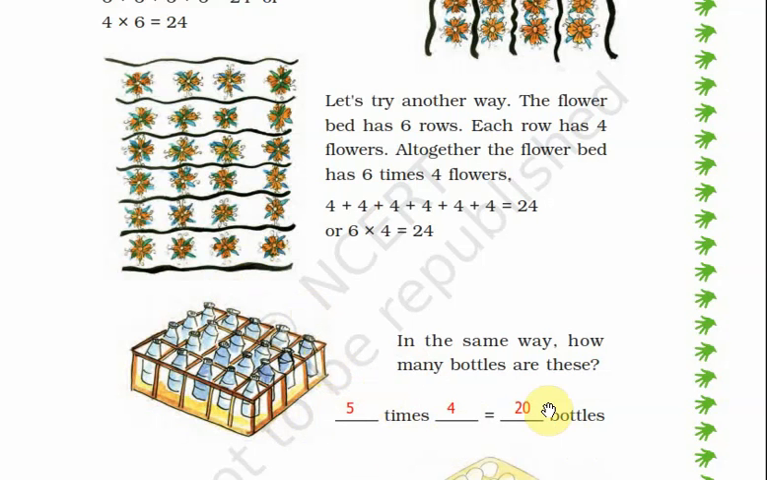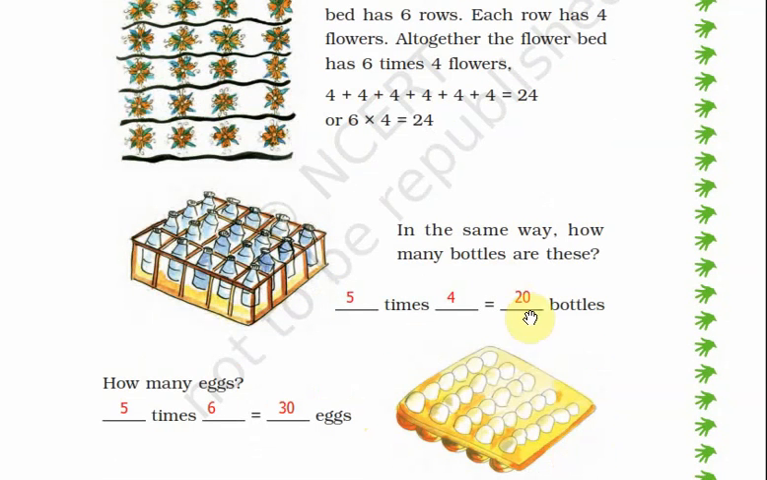So 4 times 5 is also correct. If you are counting like this, columns 1, 2, 3, 4 columns, there are 4 columns. If you are writing 4 times 5, that is also correct. Okay, total of 20. Here how many eggs?